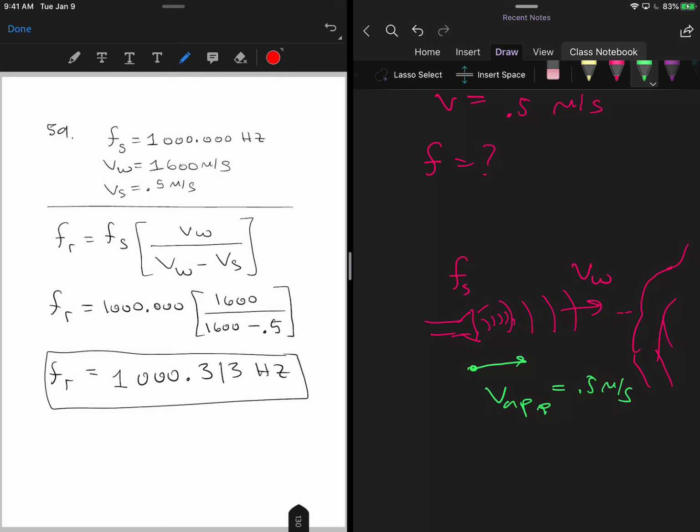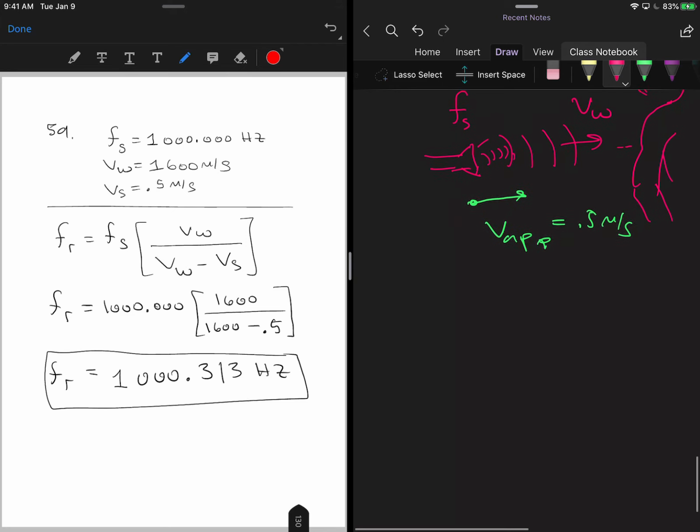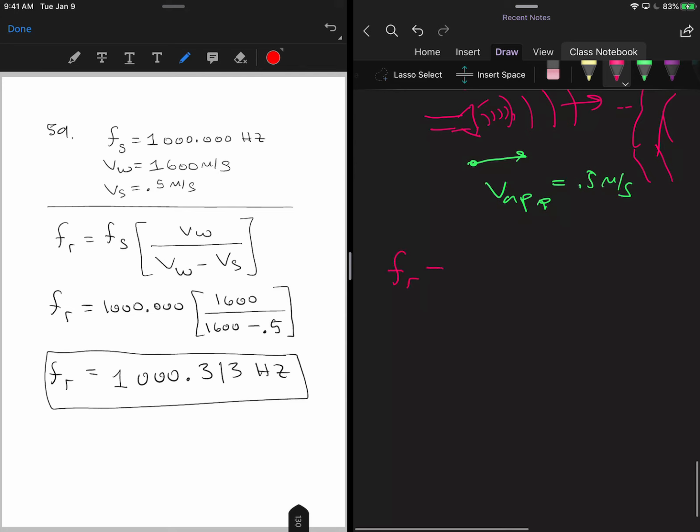And from that, if this is your ear standing here, what frequency are you going to observe? So we're trying to find what is the received frequency. The equation that we're going to use is the received frequency is going to be the source frequency multiplied by this factor, which is the velocity of the wave divided by the velocity of the wave plus or minus the velocity of the source. And because this one is approaching, we're going to use a minus sign. So approaching is going to mean we're going to use a minus sign.